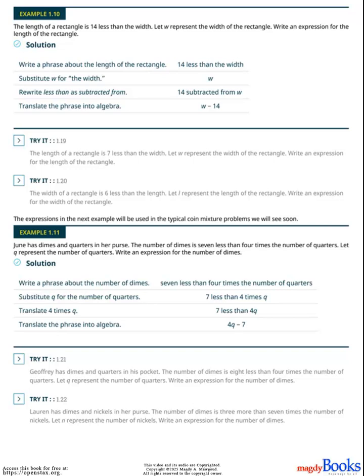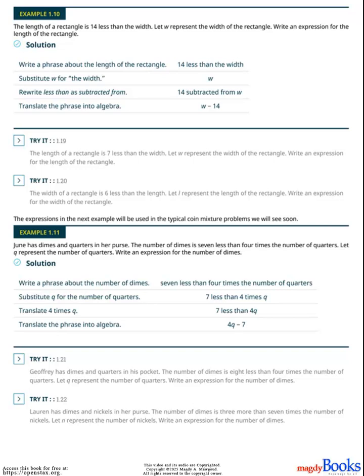The expressions in the next example will be used in the typical coin mixture problems we will see soon. Example 1.11. June has dimes and quarters in her purse. The number of dimes is 7 less than 4 times the number of quarters. Let Q represent the number of quarters. Write an expression for the number of dimes.